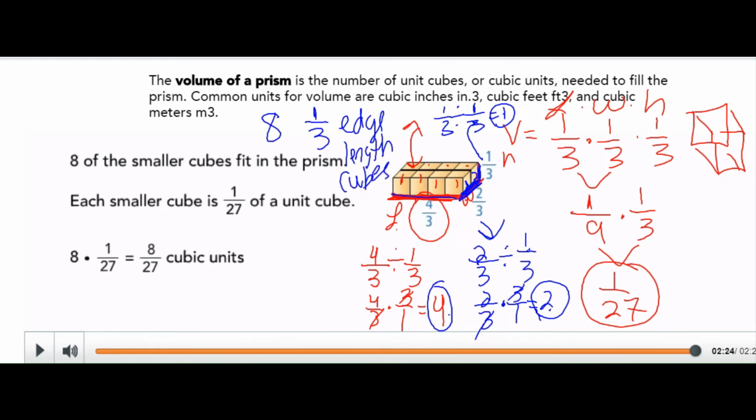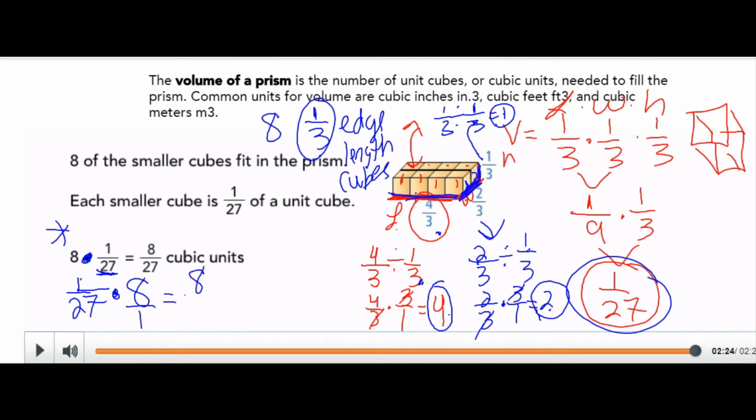So what does that mean? What is the volume? If each edge length cube has a volume of 1 over 27, and you have 8 of them, you multiply the volume of one cube. This is where this part comes from. The volume of one cube is 1 over 27 times the total number of cubes, which is 8. I just found that out by using my edge length for the length, the width, and the height individually. And then you multiply across and you end up with 8 over 27. So the volume of this figure is 8 over 27.